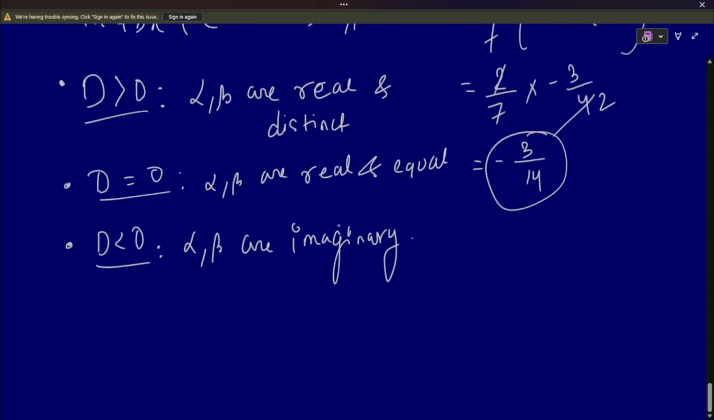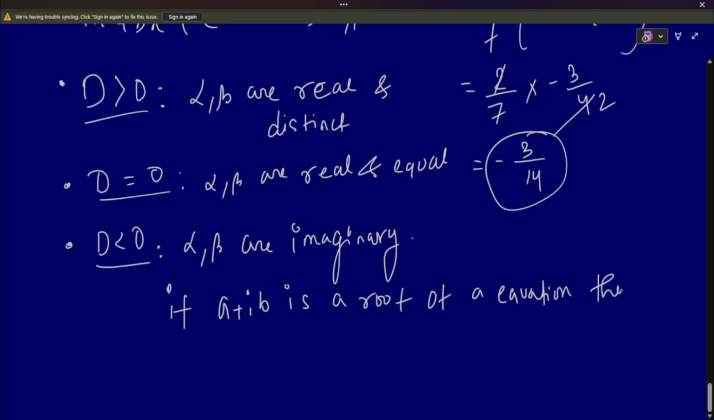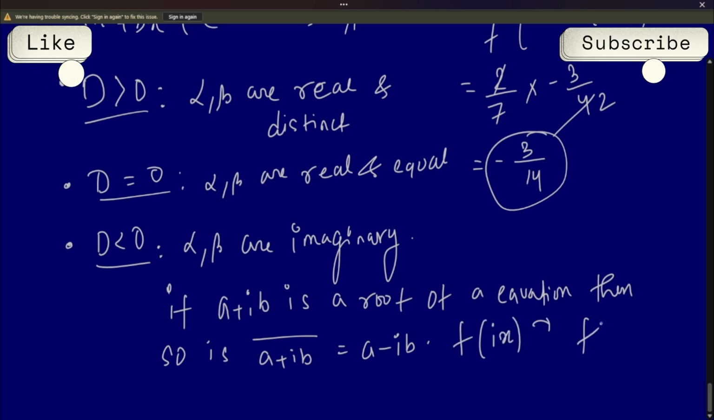And always remember, imaginary roots always come in pairs. So if a plus ib is a root of an equation, then so is its conjugate, which you know to be a minus ib, right? This is true for any function. So if f of ix is a root of an equation, then so is f of minus ix, because the conjugate of f of ix is simply f of minus ix, right?